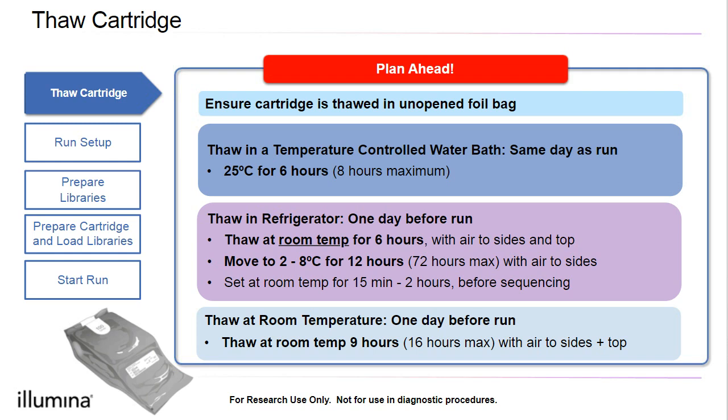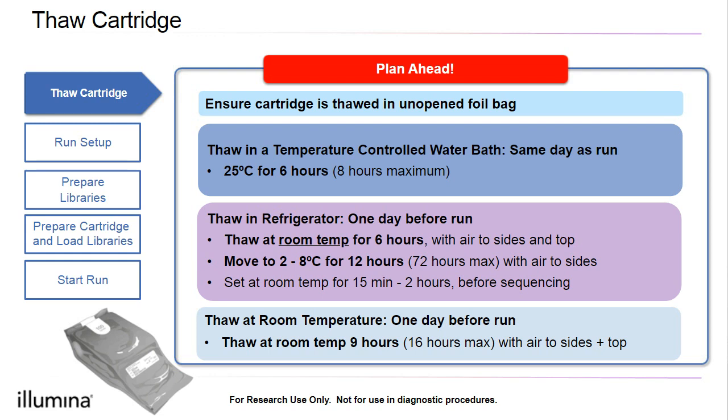Our next option is to thaw in the refrigerator. This allows us to start thawing 1 day before the run starts. When using the refrigerator thaw option, it does require thawing at room temperature for 6 hours with air on both the sides and top. After 6 hours, the cartridge is then moved to 2 to 8 C for 12 hours, or a maximum of 72. If using this option, we want to make sure that we remove the cartridge and set it at room temperature for 15 minutes up to 2 hours before sequencing.